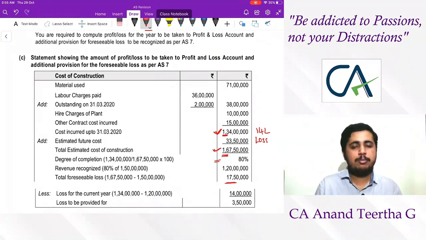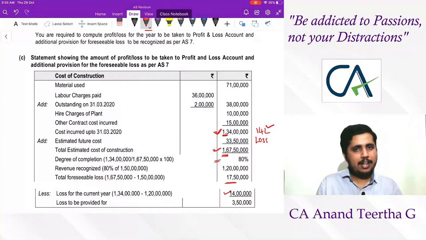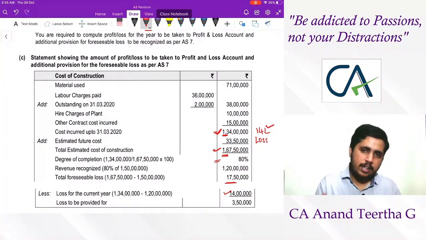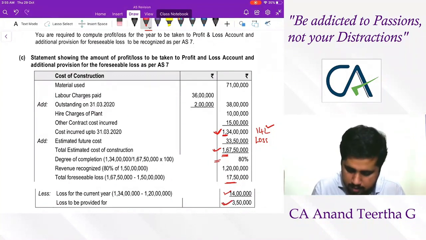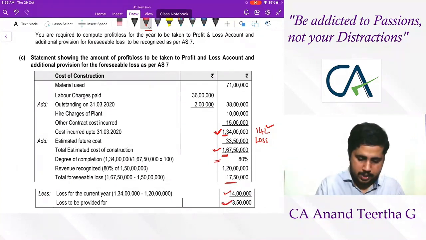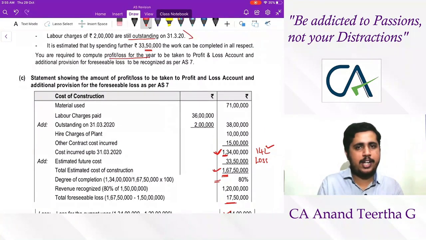Of this, how much is already recognized? 14 lakh, as we have already discussed here. 17 lakh 50 is total loss for the life. Of that, 14 lakh is already considered for the year. So what is the future foreseeable loss I have to recognize? The difference. The reason I am telling you is, check the question. What did they ask? Profit or loss for the year. Now that is 14 lakh.